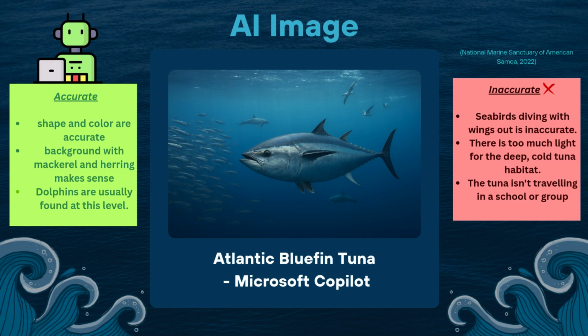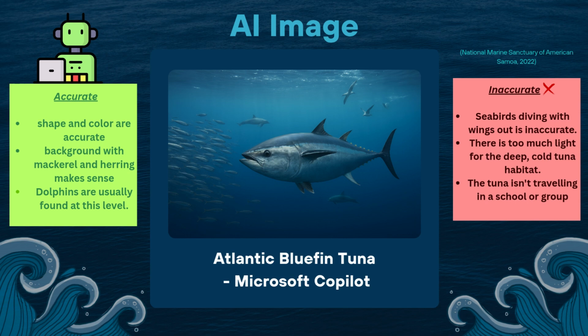Here we have the AI image of the Atlantic bluefin tuna, and here's some critiques on how accurate or inaccurate the image is. First, the accurate parts. The tuna shape and color are realistic for the species, and the background includes the mackerel and herring that makes sense because they live in the same area. The dolphins are also shown at the same level as they also live in the same area.